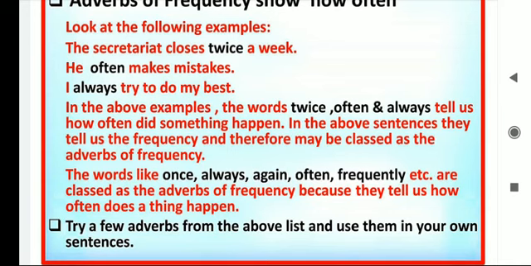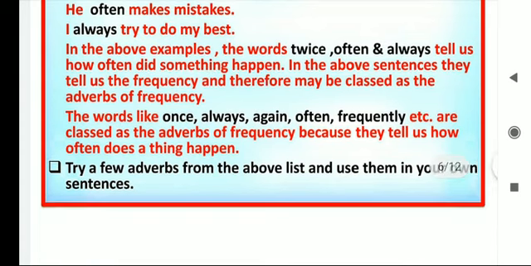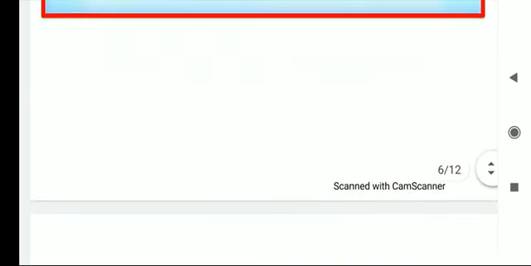In the above examples, dear students, the words twice, often, and always tell us how often something happens. So in the above sentences they tell us the frequency, and therefore they may be classified as adverbs of frequency. Words like once, always, again, often, frequently, etc. are adverbs of frequency because they tell us how often a thing happens. Now try a few adverbs from the above list and use them in your own sentences.